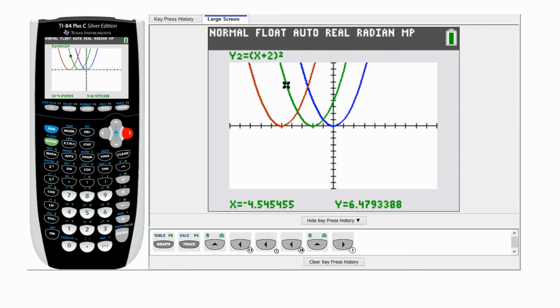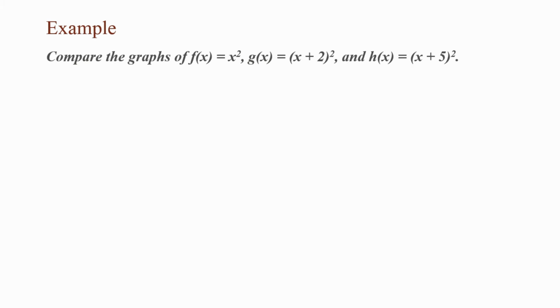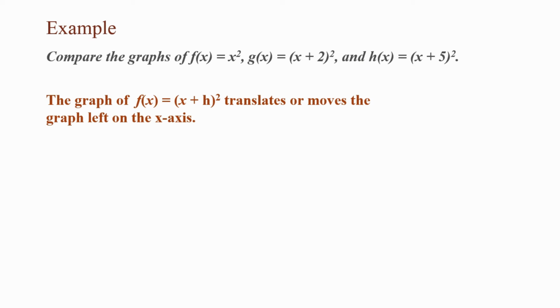Based on where the cursor is, this time I want to go to the right. This is as close as we can get to the vertex if you round to the nearest whole number. It's (-2, 0). When you add a number to x before it's squared, it will move your graph to the left. The graph of f(x) = (x + h)² translates or moves the graph left on the x-axis.